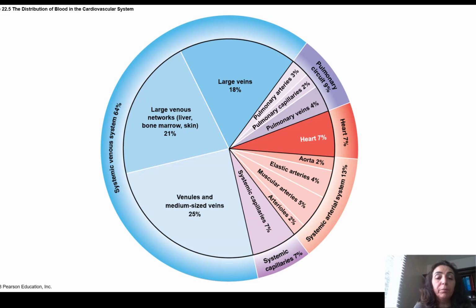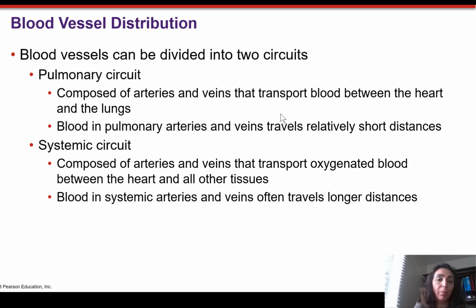So this is the whole picture, and you don't need to memorize these numbers. The only thing that you need to know is that the venous side makes about 65-70%, and the arterial side and capillaries all together make about 30-35% of the blood.